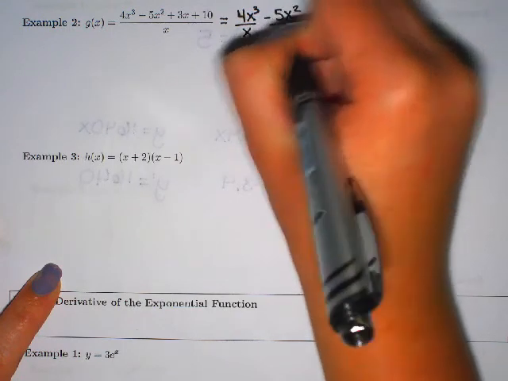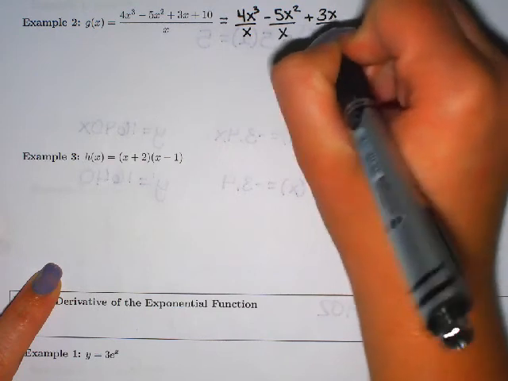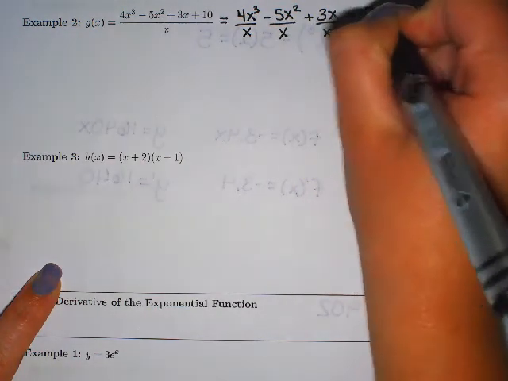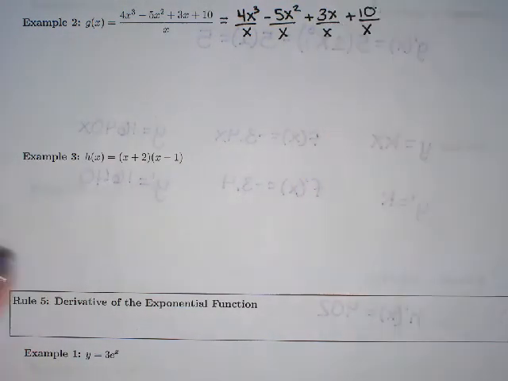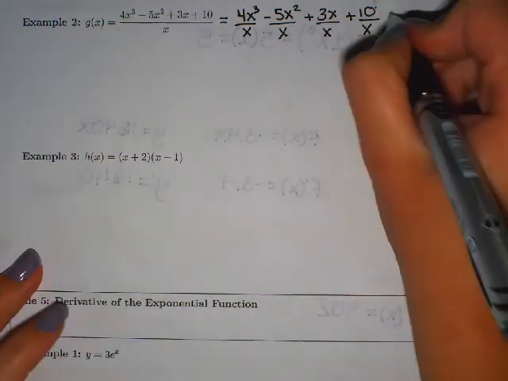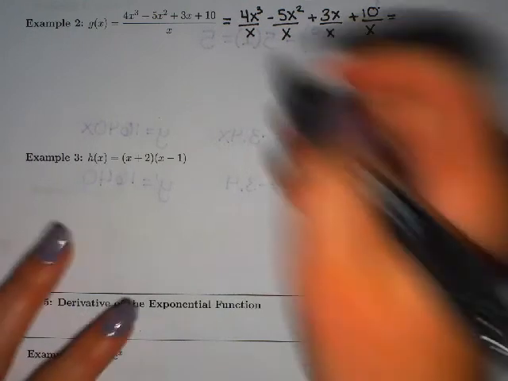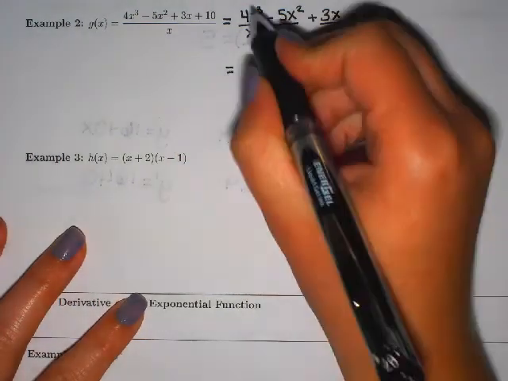I have minus 5x squared. That's going to get divided by x. I have plus 3x to get divided by x, and plus 10 to get divided by x. Taking each original term and dividing it by x. And then I'm going to simplify before I take the derivative of this. So I need to keep rewriting it. Maybe I'll write it below.